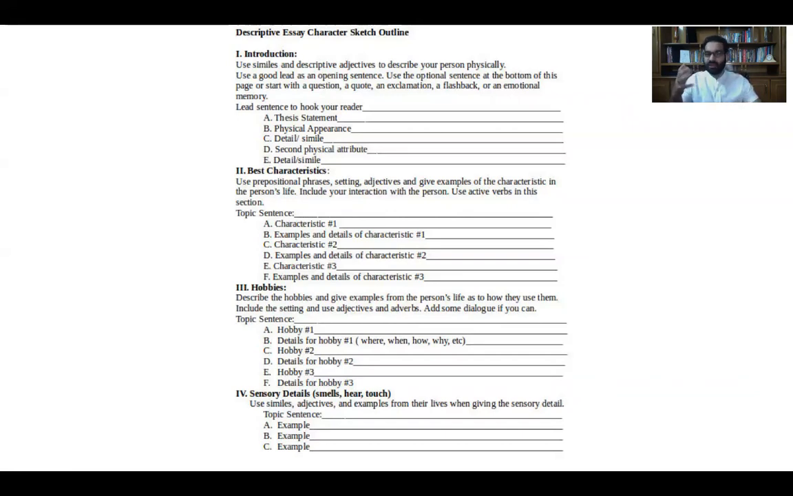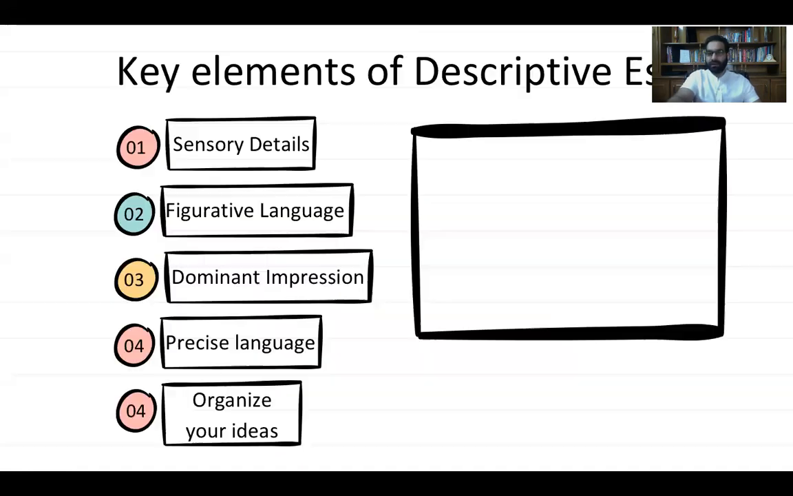Lead sentence to hook your reader first, then your topic sentence will be there. Then at the top, I'm reading, for example, point A. This point A is the thesis statement, and then there should be physical appearance and details, and a second physical attribute and detail as well. You will get to know about the characteristics too, hobbies, and sensory detail too. So you need to put in detail. I'll be giving you one of the topics at the end so that you could write it later as your assignment, and you may send it to mubarakali541@gmail.com, so that I could understand how you have actually learned.